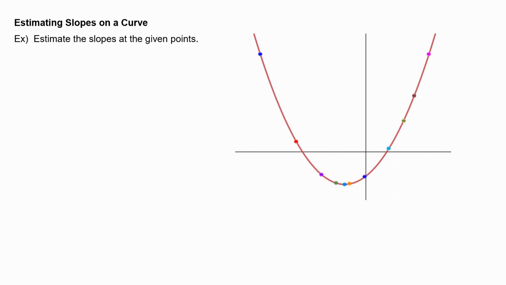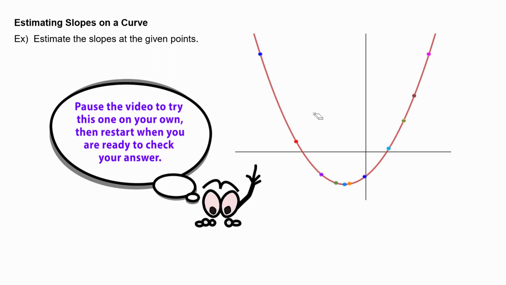So now you'll get some practice at estimating slopes on a curve. In this example, estimate the slopes at the given points. What I want you to do is pause the video and estimate the slopes at these first 3 points. Then restart the video to check those. Then pause the video again and do the next 3 or 4 points. Restart the video to check those, and then pause it again to try the next ones, and then restart to check. So go ahead and find the slopes at these first 3 points.